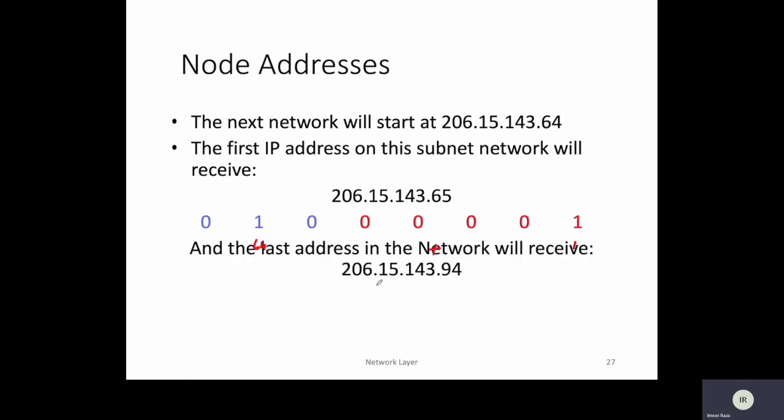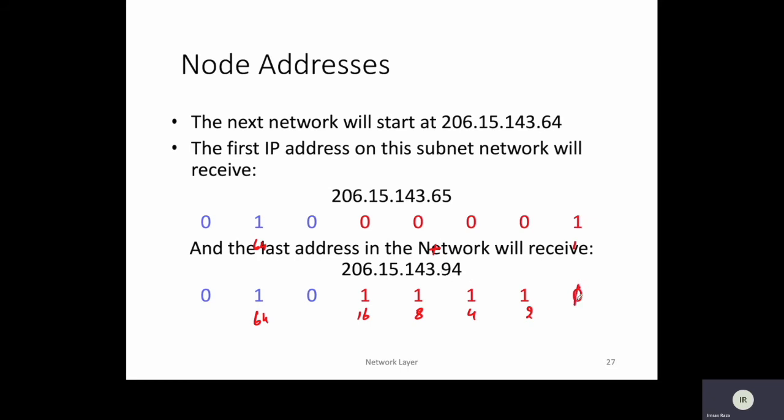Similarly, the last address in this case would be 206.15.143.94. And if I turn all these bits to 1, the value of the combination representing 94 is this. We can calculate it easily, it's not difficult. Its value is 64, and the others are 16, 8, 4, 2. If we add them together, the value is .94.